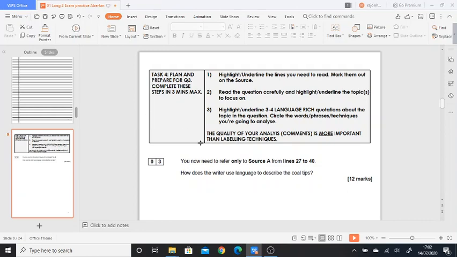Okay, so it says highlight, underline the lines you need to read, mark them out on the source, read the question carefully and highlight, underline the topic to focus on. Okay, and highlight, underline 3 to 4 language-rich quotations about the topic in the question.